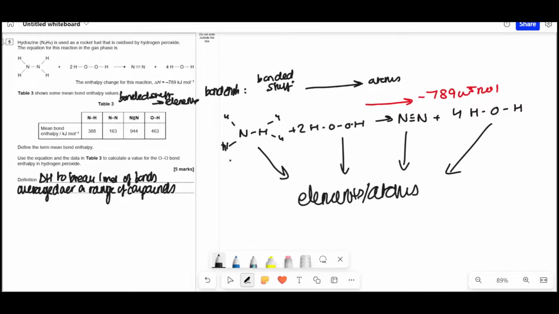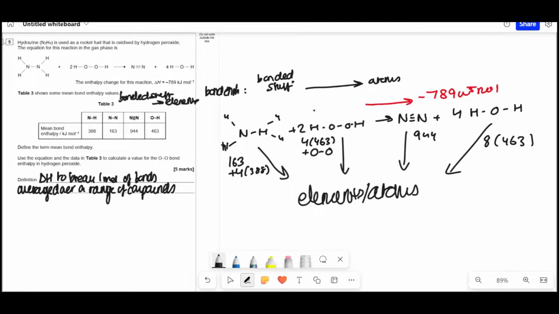So we know that there's 163 here, plus 4 lots of the N-H, so that's 388. And then you've got 2 lots of this, but then you've also got 2 as well, so you've actually got 4 lots of 463, because there's 2 here, 2 here, and then we've got an O=O as well. They don't know what the O=O is, do we? So that's going to be O=O. Then we have an N triple bond N, which is 944. And then we've got 4 lots, but 2 of them, so it's going to be 8 lots of 463.